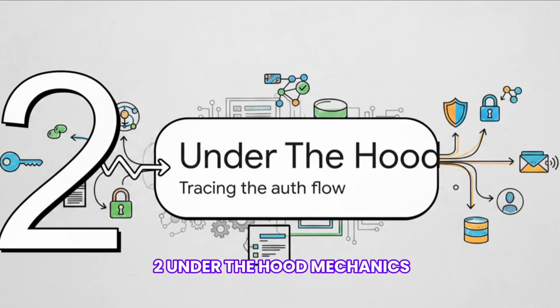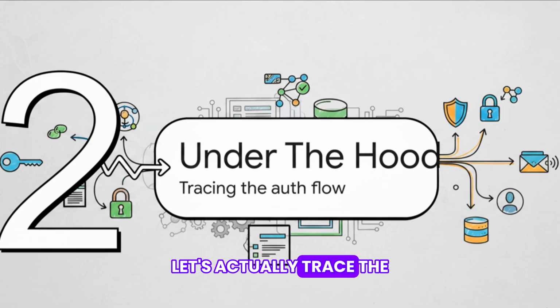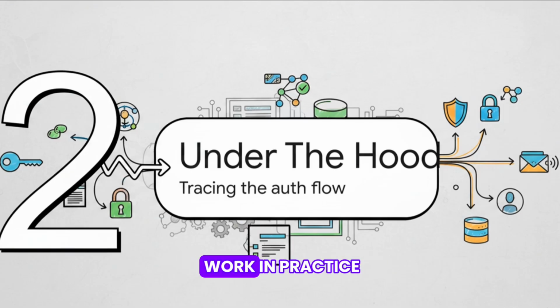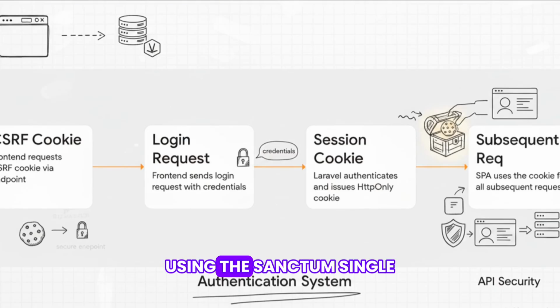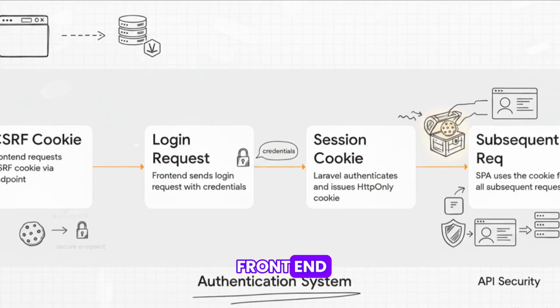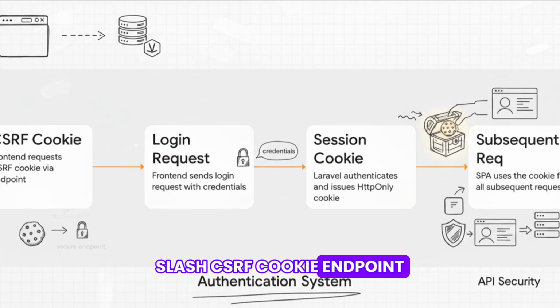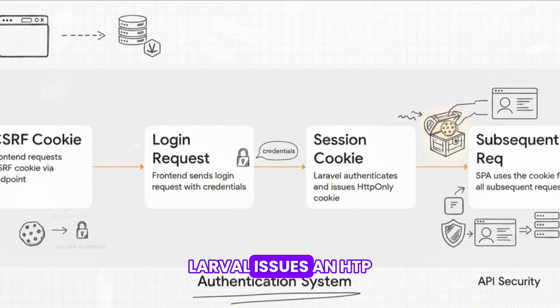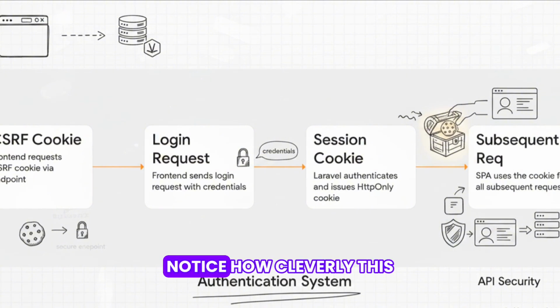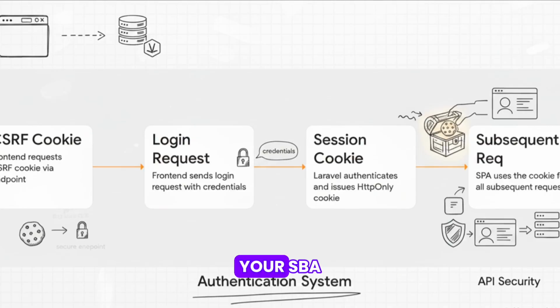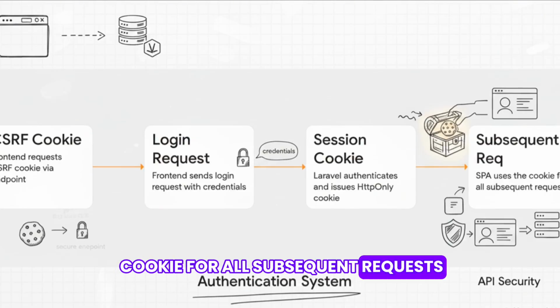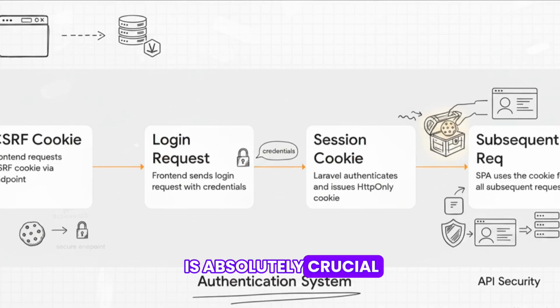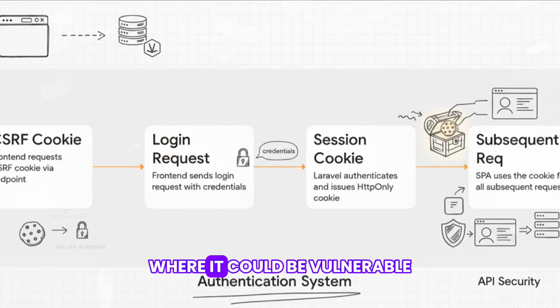Moving on to Section 2, under the hood mechanics. Let's actually trace the authentication flow and see how these work in practice. Let's map this out using the Sanctum single-page application flow as a prime example. First, your React or Vue frontend requests a CSRF cookie from the /sanctum/csrf-cookie endpoint. Then it sends the actual login request with the user's credentials. If it's successful, Laravel issues an HTTP-only session cookie. Notice how cleverly this relies on secure cookies. Your SPA then just uses that cookie for all subsequent requests, which means, and this is absolutely crucial, the token is never exposed to local storage where it could be vulnerable.